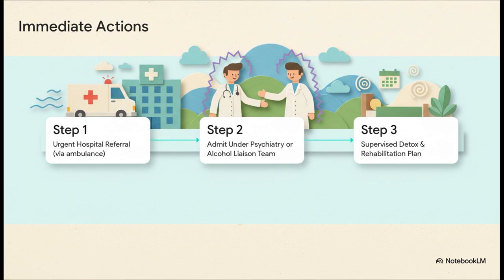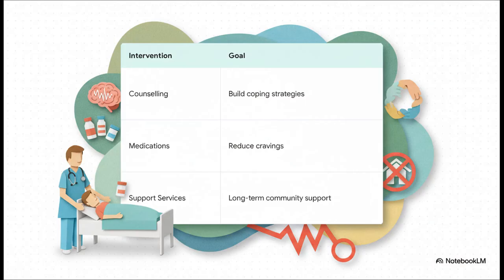Step 2, you need to make sure they're admitted under the right team, ideally a psychiatry or an alcohol liaison team, the real experts here. And then step 3, in the hospital, they'll get that supervised detox they need, with medication given in a controlled environment, and they'll start thinking about a proper rehabilitation plan. You know, a good candidate just manages the crisis. A great candidate thinks about what comes next. Mentioning a clear post-discharge plan shows the examiner you're thinking holistically.